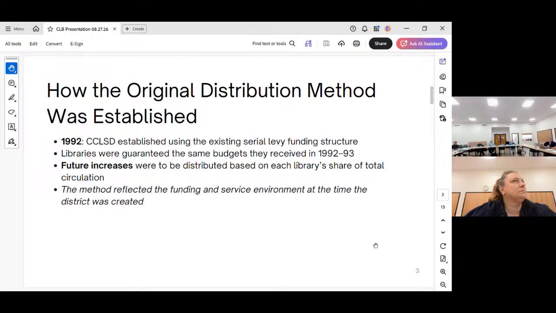Was that actually written into the funding formula or the master plan? No, the master plan does not contain a funding formula. Okay. That decision was made by the Coos Library Board in a meeting on May 18th, 1992.